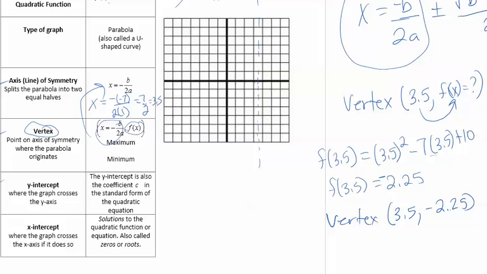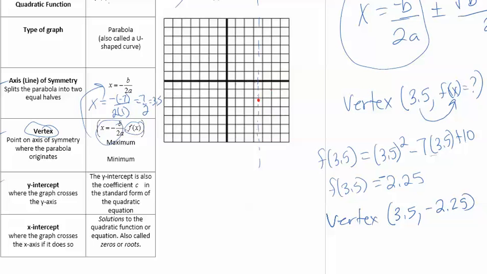So let's go ahead and plot the vertex of our function. I'm going to use red to plot that vertex. So 3.5, it's on this axis of symmetry. Negative 2.25, what I would say would be about there. You can't necessarily get it exact, but you can get as close as you can.